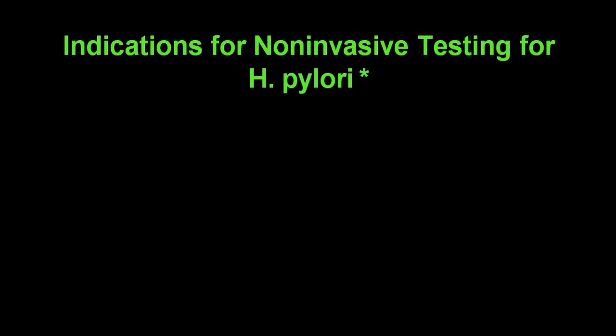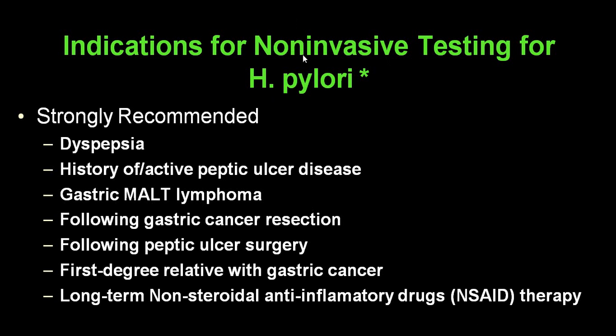Now, once you come across any person with an upper GI tract disorder which is for a long period, always look for H. pylori infection. And we always say non-invasive testing for H. pylori infection is strongly recommended in any person who has chronic dyspepsia, who has a history of or is having active peptic ulcer disease, you are suspecting MALT lymphoma, or you are suspecting gastric carcinoma, following a gastric cancer resection, even following a peptic ulcer surgery, a first degree relative of gastric carcinoma, or a person who is on long-term treatment with NSAIDs. You should look for H. pylori infection, and non-invasive testing can be easily done.